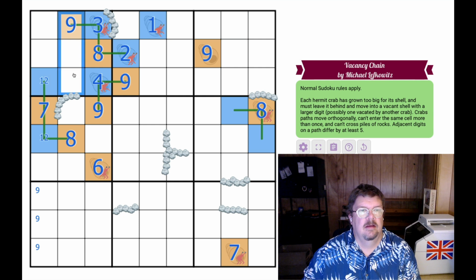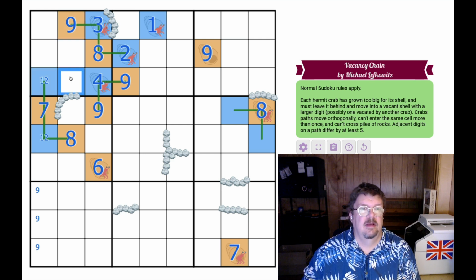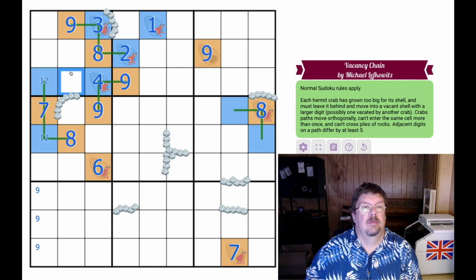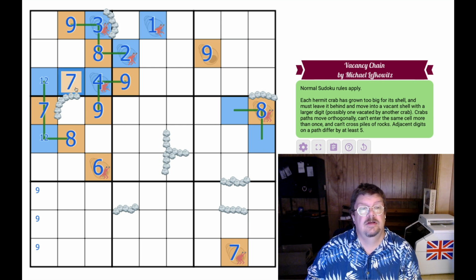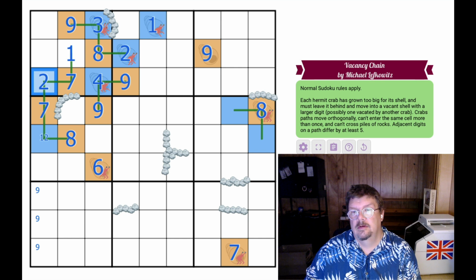Whichever path I take, if there were a 6 on the line, it would have to have 2 1s in the box, which I can't do. So it must be a 7 that's on the line. And if it's a 7 that's on the line, it's got to be there. And that's high digit. So now we can mark that in. Now the only place that that can come from is there, which makes that a 1. That's a 2.